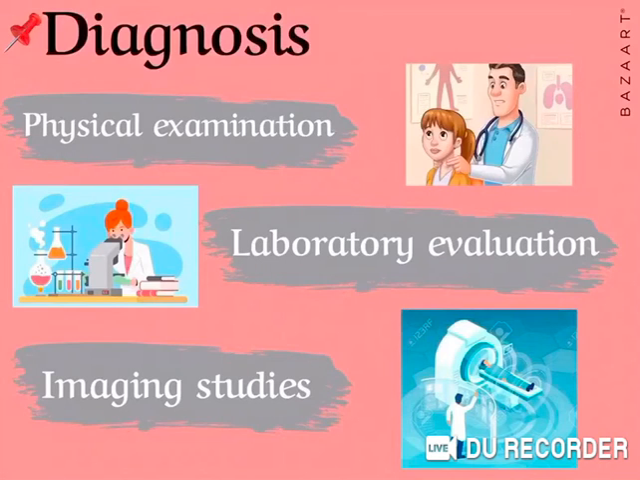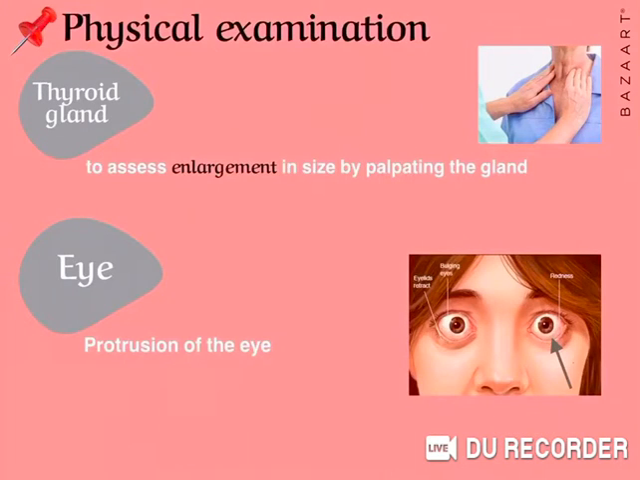So, what about the diagnosis? We have 3 steps: physical examination, laboratory evaluation, and imaging studies. In the physical examination, we will look at the most common organs affected by Graves' disease, the thyroid and the eye. We will examine the thyroid to assess enlargement in size by palpating the gland. In the eye, we will see exophthalmos. Clinically, exophthalmos can be recognized by the presence of the sclera between the lower border of the iris and the upper margin of the lower eyelid.